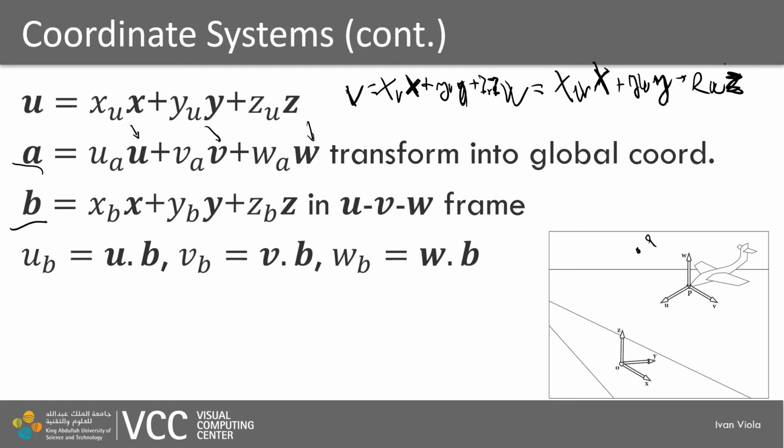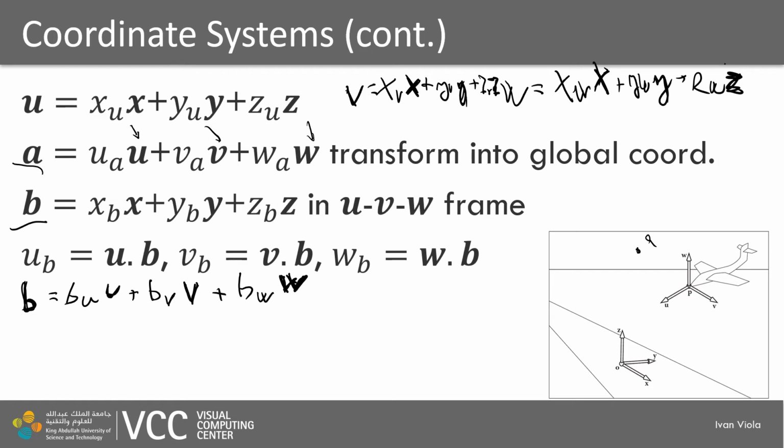Let's have a look at what is meant by this. Imagine that the vector B in the UVW coordinates will be BU times U plus BV times V plus BW times the vector W. Now, this is my vector B in the UVW coordinate system.